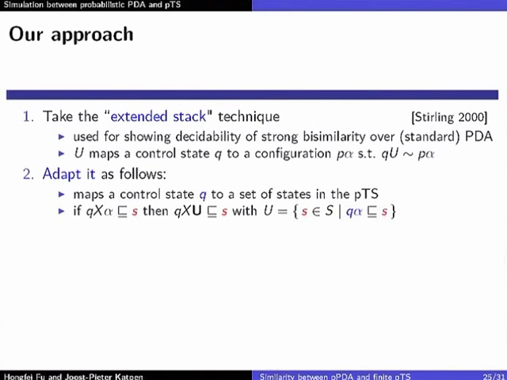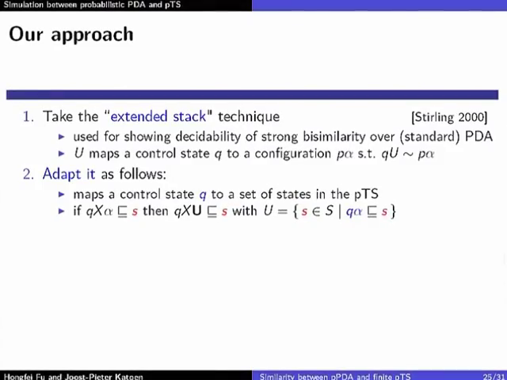Okay, we adapted it as follows. And in the proof, this is quite a drastic change. You map a control state Q now to a set of states in the finite probabilistic transition system. So we don't map to configurations anymore. And the idea is the following. If you have Q X alpha simulated by S, then we add this stack symbol U, where this set U is exactly the set of states such that Q alpha is being simulated by S. And what you then do is you add this function U to your ordinary stacks, and then you allow anything you normally allow to do with stack symbols.